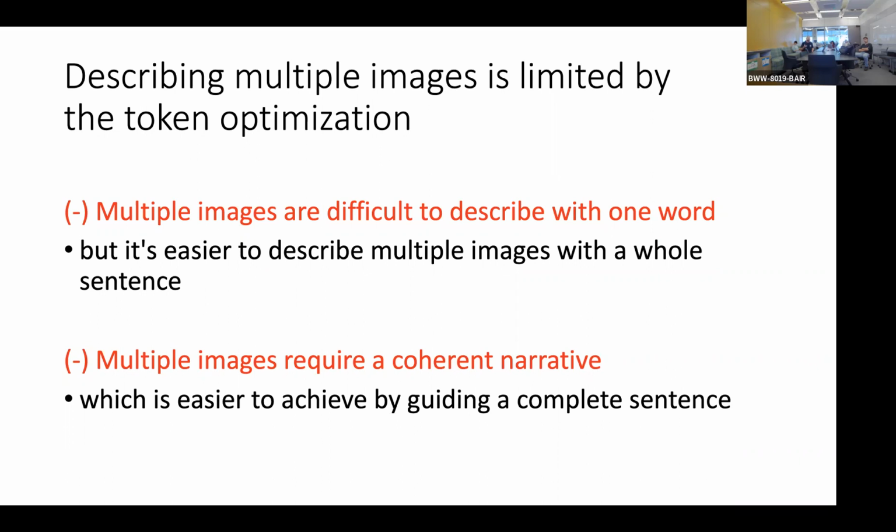But it will be easier if we could describe all the images with a whole sentence. And we know that multiple images require some coherent narrative, and we want to keep this coherency. So it will be easier if we could let the model describe a complete sentence and optimize the entire sentence coherently altogether. So this is what we try to achieve: instead of optimizing each token each time, optimize the entire sentence.